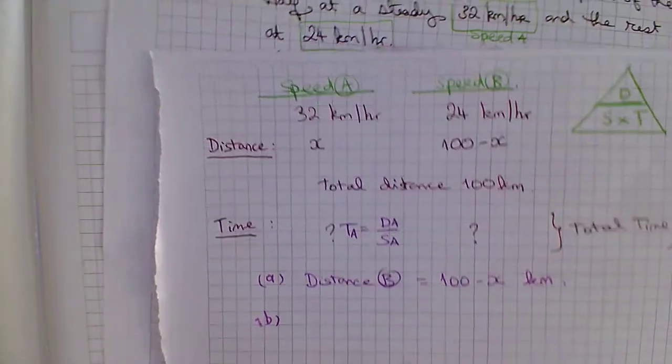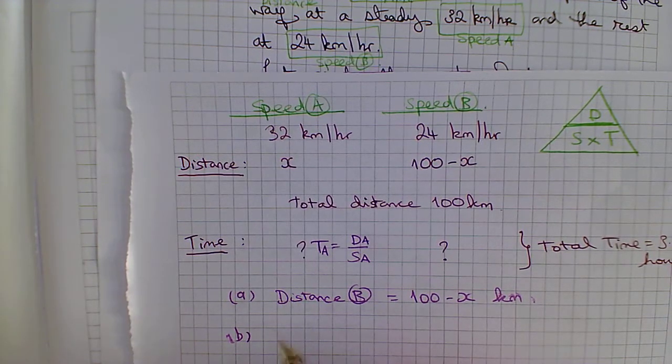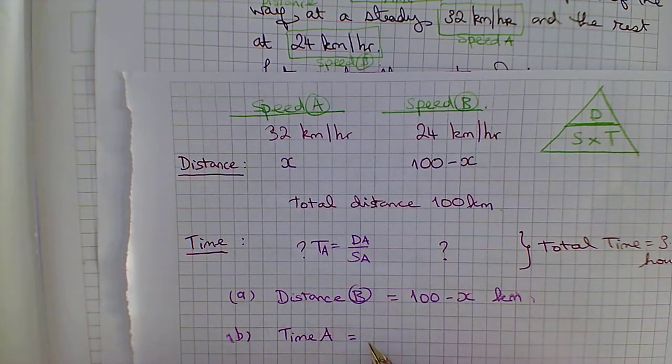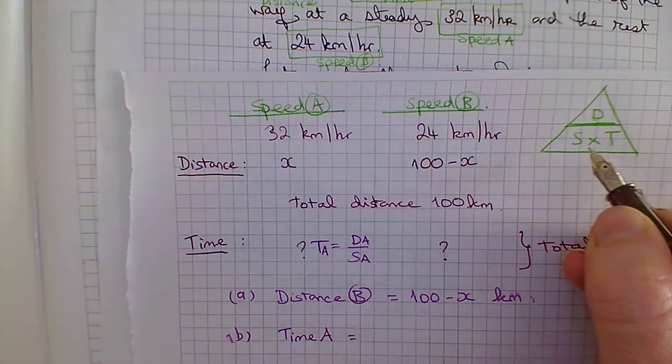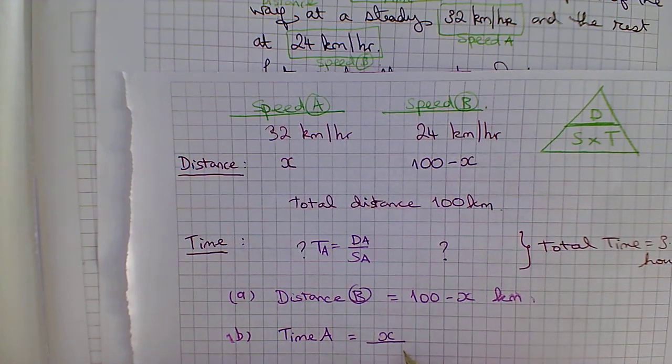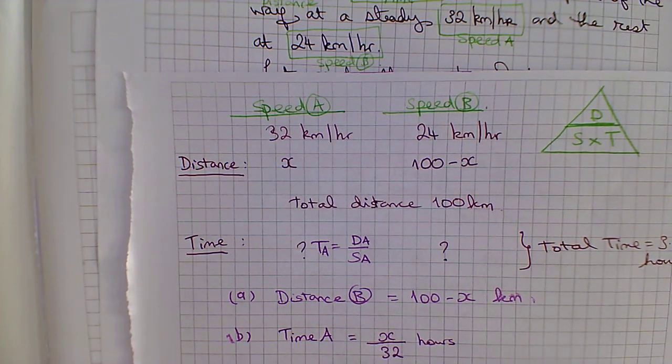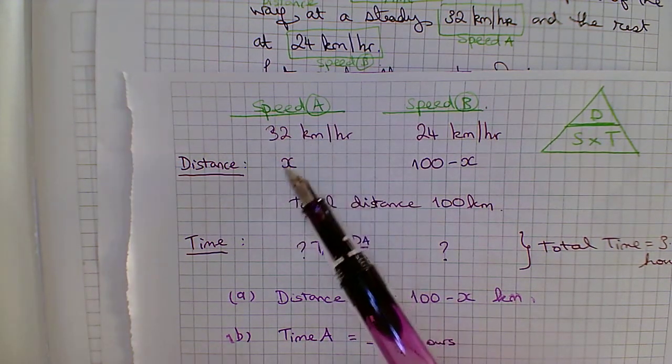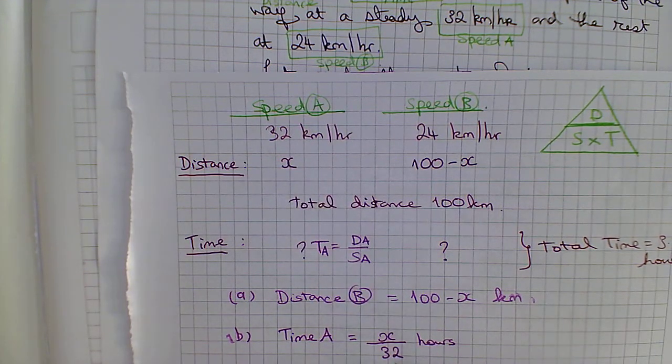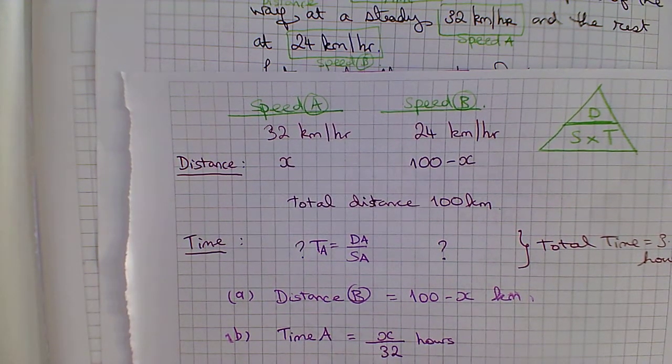So in terms of answering part B, I know that my time travelling at 32 kilometers per hour will be the distance, which is x, divided by the speed, which is 32. So that's the time taken, and it's in hours. Have a think about that if you don't see that straight away. If I knew, for example, that my distance was 10 kilometers at 32 kilometers per hour, it would be 10 divided by 32 to get how long I was doing it for.